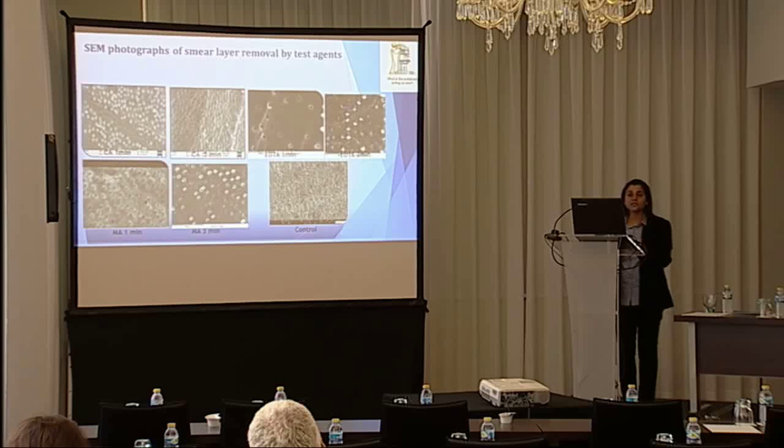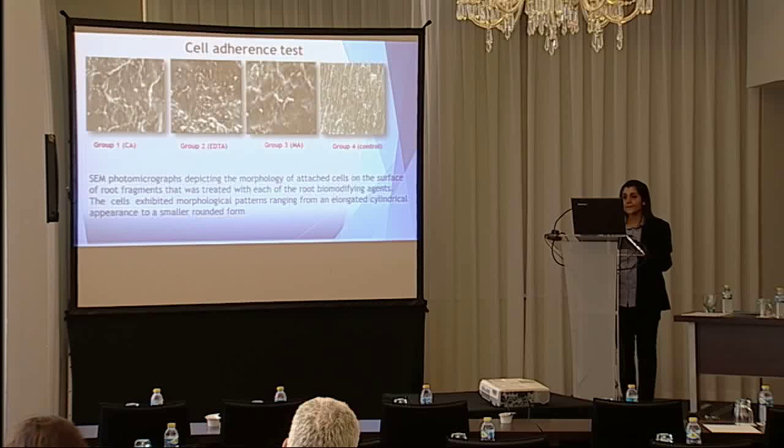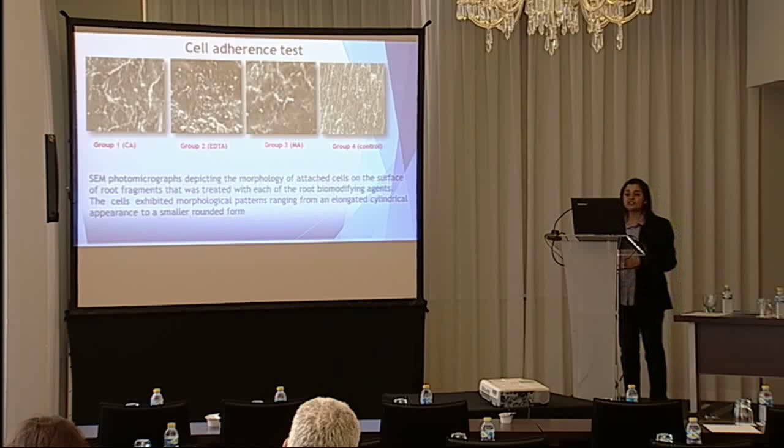These are the scanning electron microscopic photographs of the smear layer. You can see all the 3 demineralizing agents exposed the dentinal tubules, and this is the control side where the dentinal tubules are not exposed. This is the result of the cell adherence test. We found cells that exhibited morphological patterns which ranged from cylindrical appearance to small rounded forms.